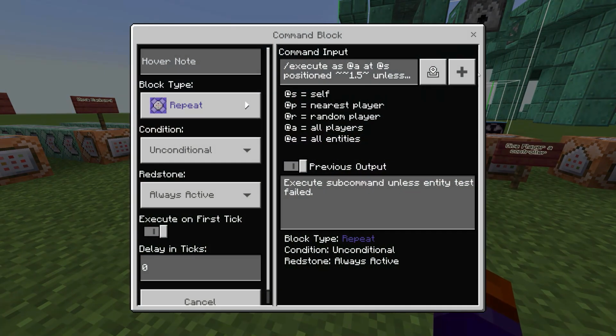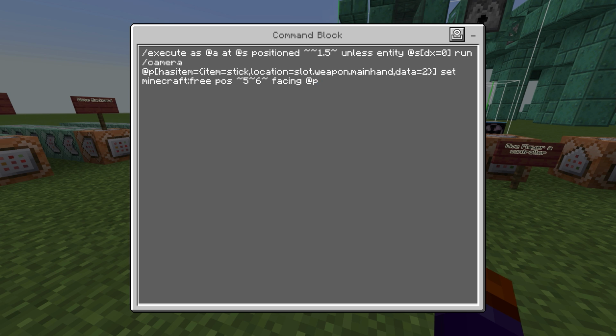Here's the other one that I just did for the camera. It's basically the same thing, but instead you're saying run camera at P, and you can change this to at A, so it's anyone. I just did at P because I was testing and it was easier, but unless you have multiple people in the world, then it will break, and you need to find a way to make it different by adding a tag.